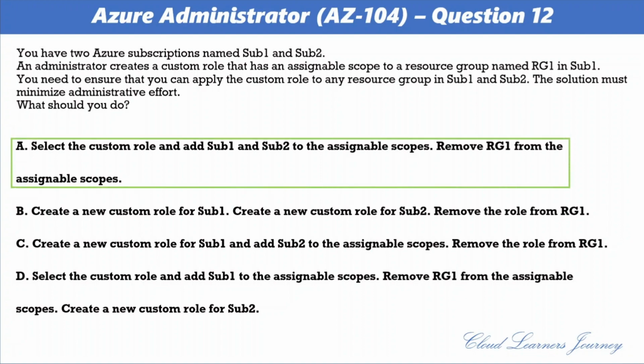And the option is A. Select the custom role and add Sub1 and Sub2 to the assignable scope. Remove RG1 from the assignable scope. The current custom role is only for RG1 and Sub1. To apply it to any resource group in Sub1 and Sub2, the assignable scope has to have both Sub1 and Sub2, and you need to remove RG1 from the same assignable scope.